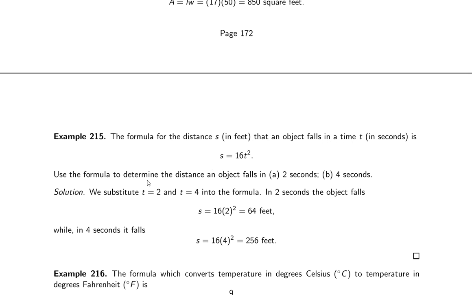Use the formula to determine the distance an object falls in A, 2 seconds, B, 4 seconds. Okay, so for 2 seconds, t is 2. So we're getting 16 times 2 squared. We have to take care of the exponent first. So 2 squared is 4, and then 16 times 4 is 64.